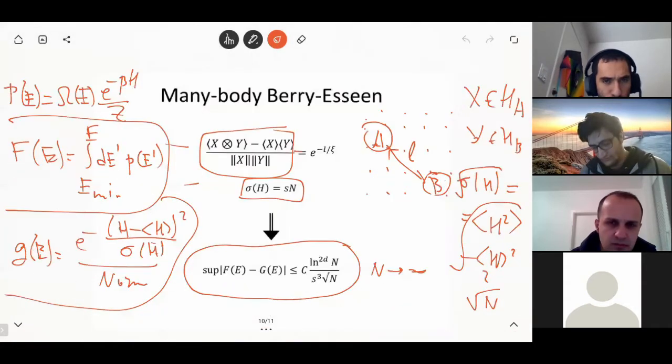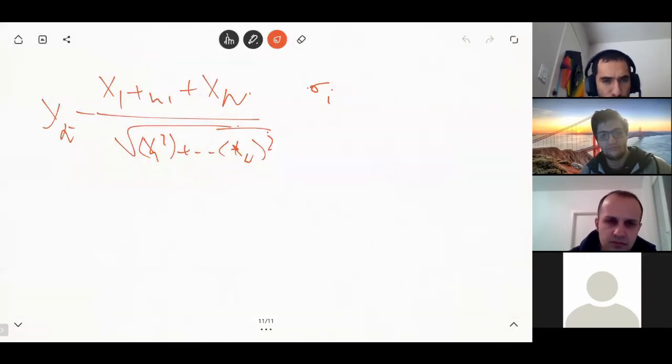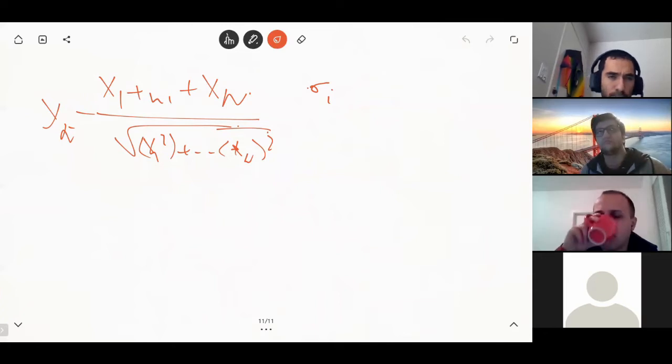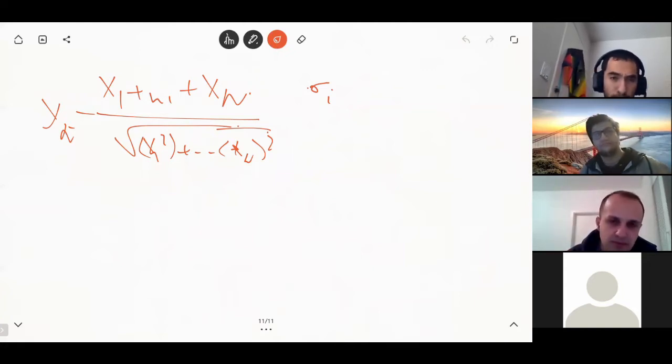And here we have the same statement for many-body systems, where we don't have nice random variables just summed together like classical quantities. We have terms in the Hamiltonian which do not commute among each other, right? So this is sort of the generalization of this concept. That's why it is called the many-body Berry-Esseen theorem.